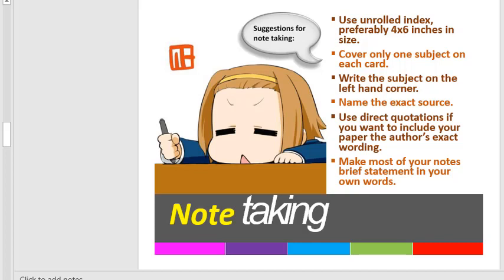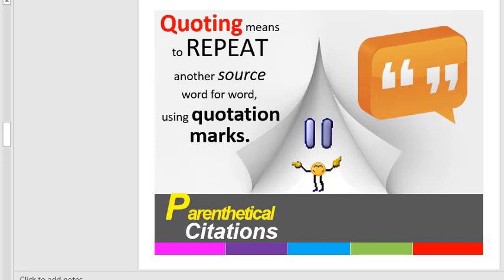Now to suggest some tips for note taking: use ruled index cards, preferably 4 by 7 inches in size. Cover only one subject on each card. Write the subject in the left hand corner. Name the exact source. Use direct quotations, and make most of your notes brief statements in your own words. This will avoid plagiarism.